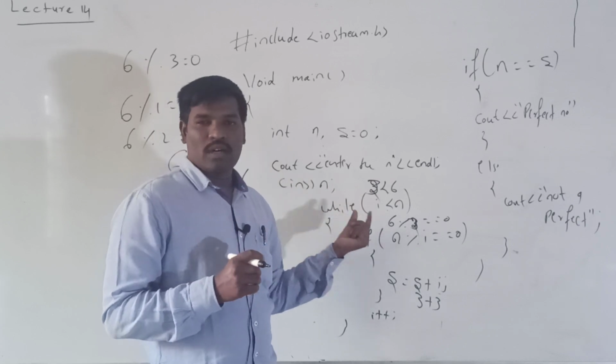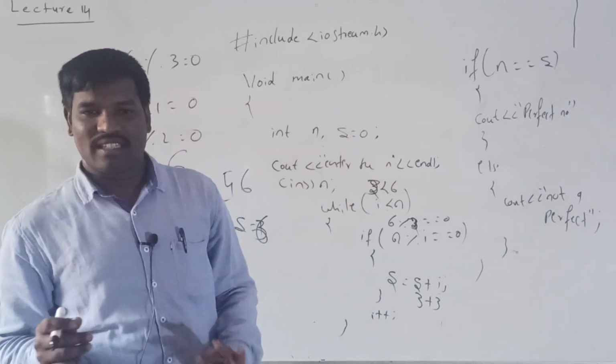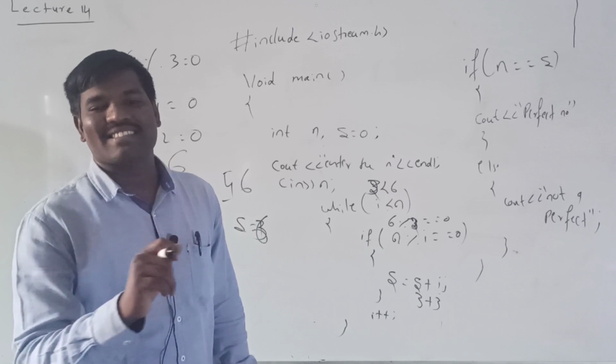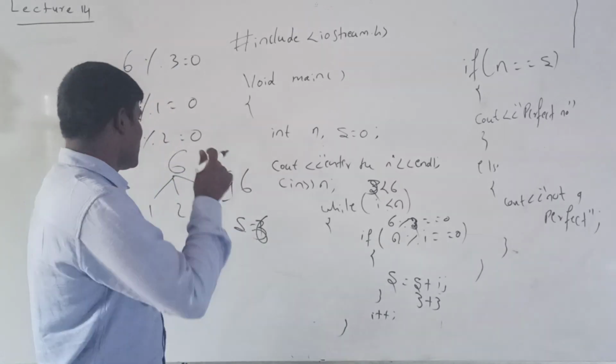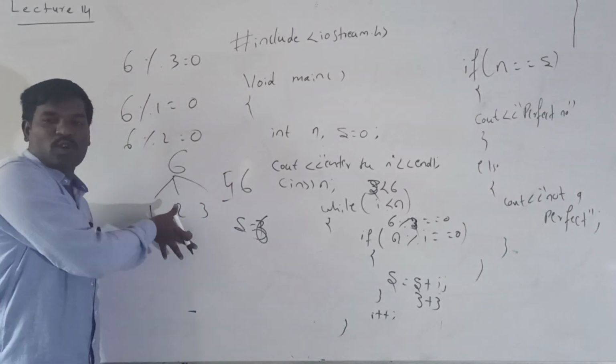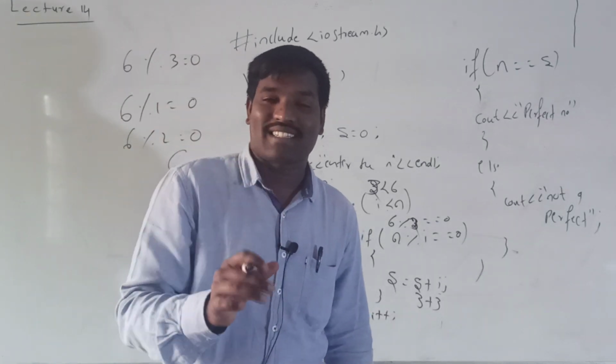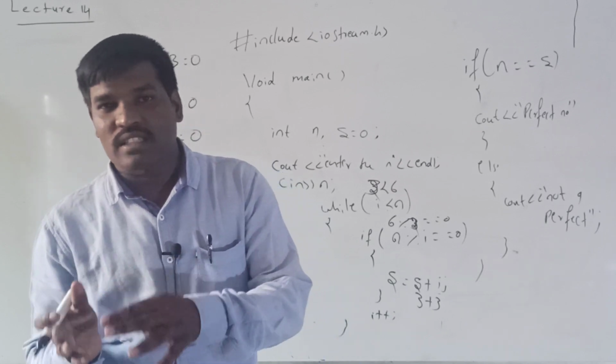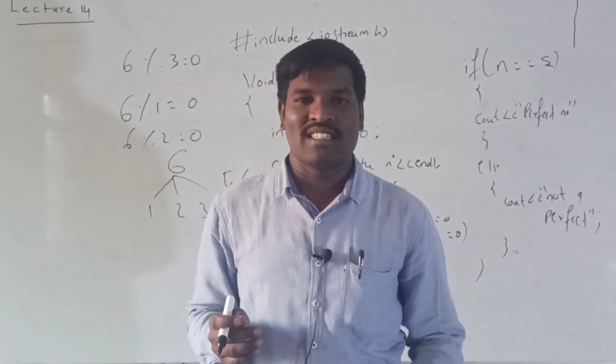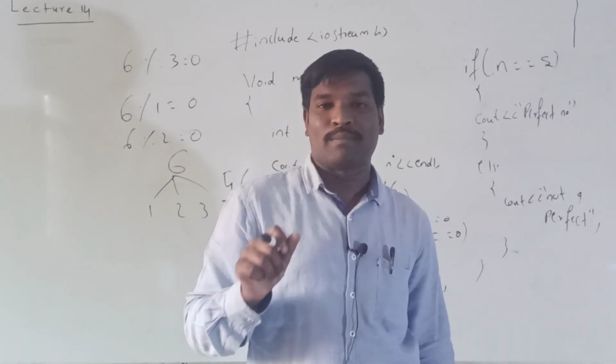So while loop, how to write? i is less than n. Don't write i is less than or equal to n, because if you are finding out the factors of 6, means again you are including the 6 as a factor. So whatever the numbers less than 6, only we have to include those numbers.